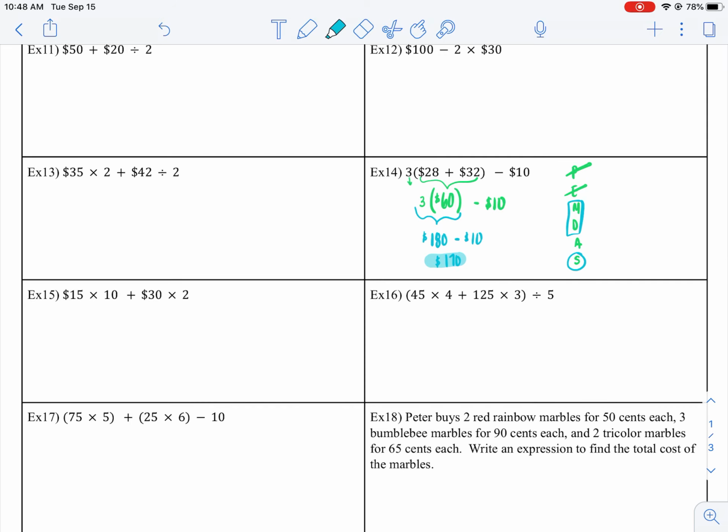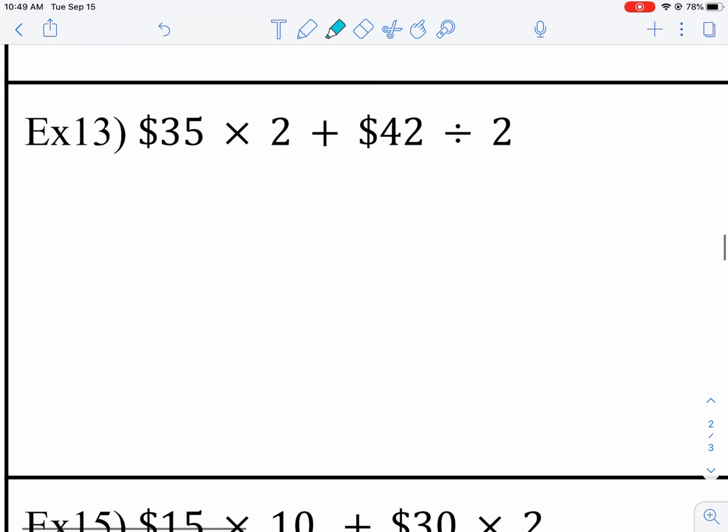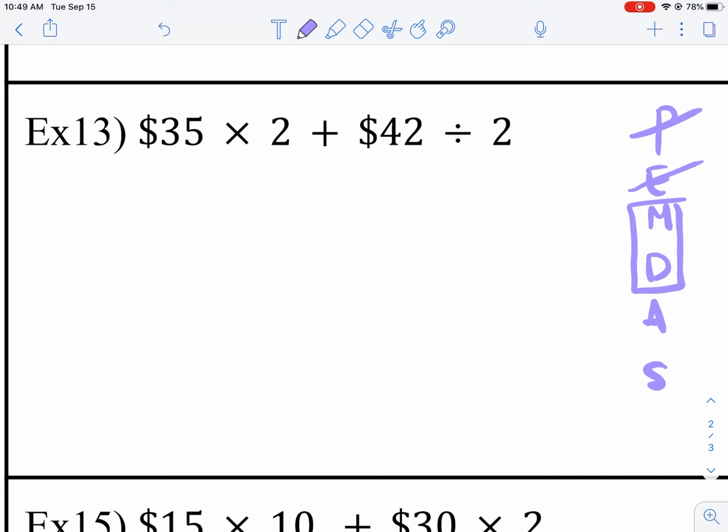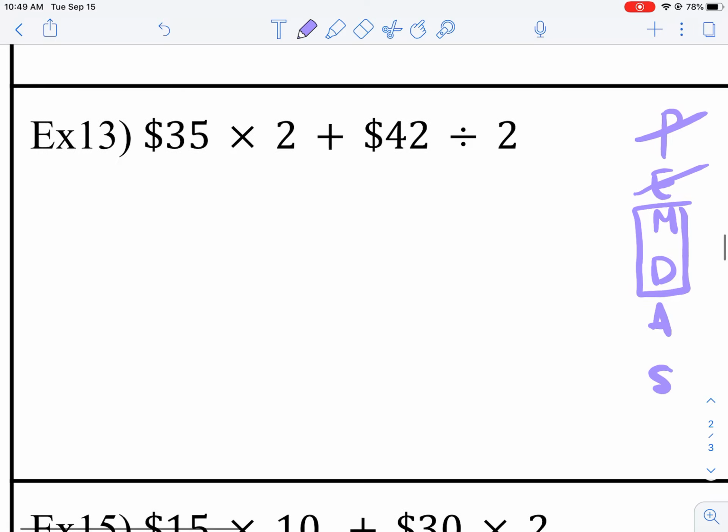Let's do, I said 13. Okay, so let's write our PEMDAS down. So parentheses, I don't see parentheses, so I'm going to cross it out. Exponents, I don't see exponents, so I'm going to cross it out. Multiplication and division, remember, they happen at the same time. They happen from left to right. So although multiplication comes first, it doesn't necessarily have to happen first. But in this case, it actually happens from the left. So it actually does happen first for this question.